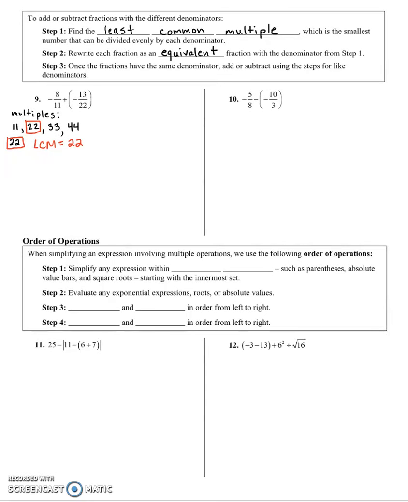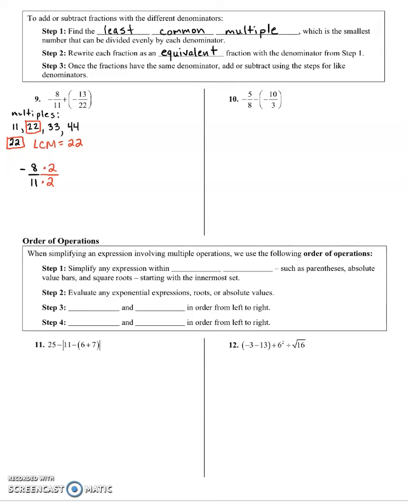Now, we need to change the negative 8 over 11 into something that has a 22 as its denominator. So, what can we multiply 11 by to get to 22? Well, we have to multiply 11 by 2. That means we also need to multiply the numerator by 2. Whenever we do something to a denominator, we also have to do the exact same thing to the numerator. Otherwise, we change the problem.